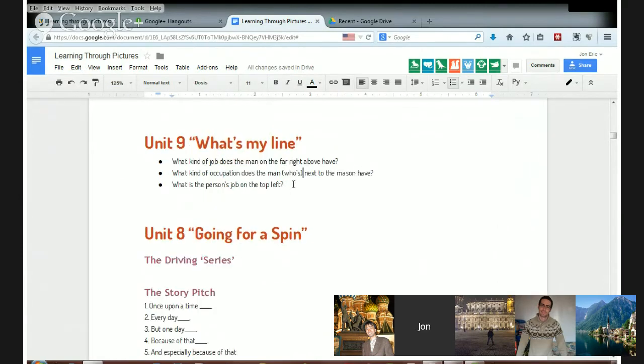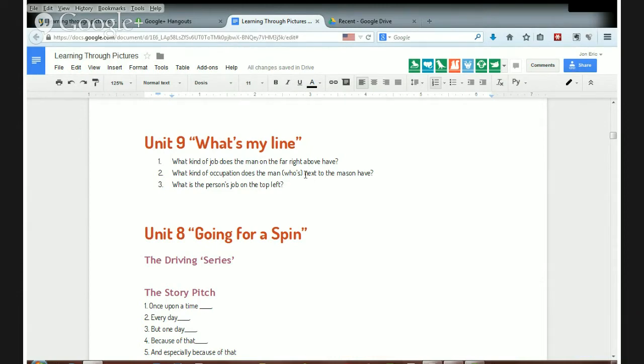There we go. As you can see there, "whose" in the second version of the question is in parentheses in number 2 because you don't need it. It sounds better if you take it out. What kind of occupation does a man next to the mason have? So that's the have question. That's the have version. So I'll put the verbs in bold so that you can remember that does comes first, have comes at the end.